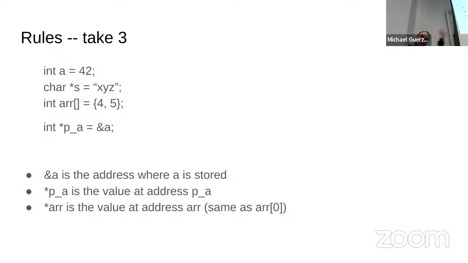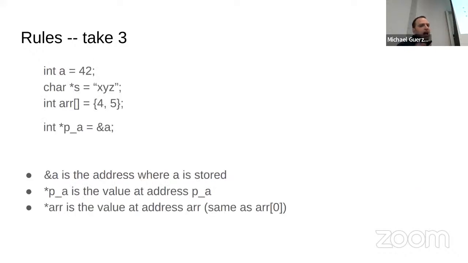Star R, remember, R gets converted into the address of 4 anyway. So that means star R is just 4, because R gets converted into the address of the first element of the array. So star R is just the first element, which is 4. Make sense? Questions? Okay.